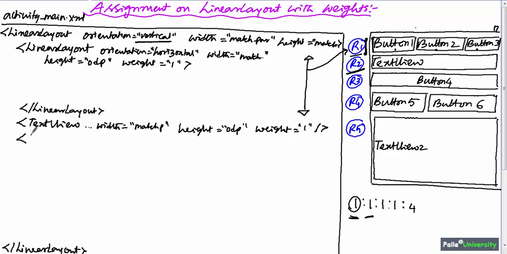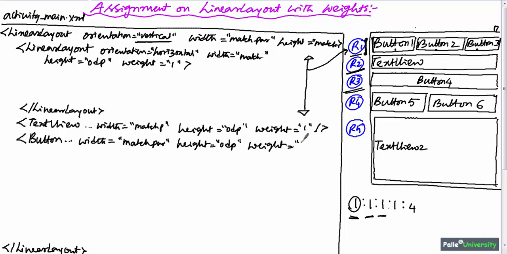Now coming to the third row, it's a button. The third row contains only one element. So button text equal to button 4. You can specify an ID also, but that is not very important in this concept. What is the width? Width equal to match parent, and again height equal to 0 dp, and for the third row also the weight should be 1. So let me apply weight equal to 1. So this element is representing the second row and this is representing the third row.